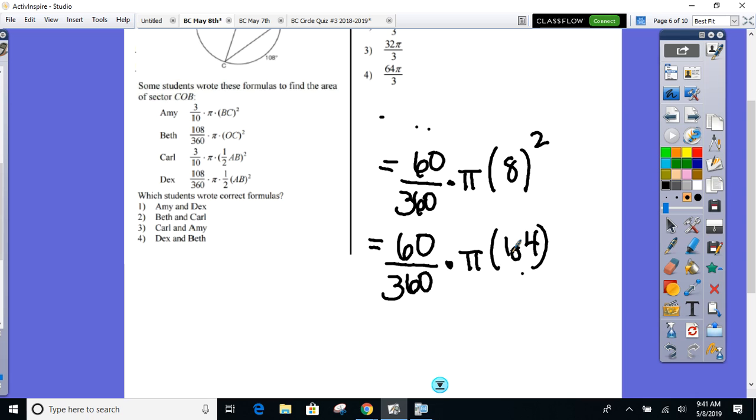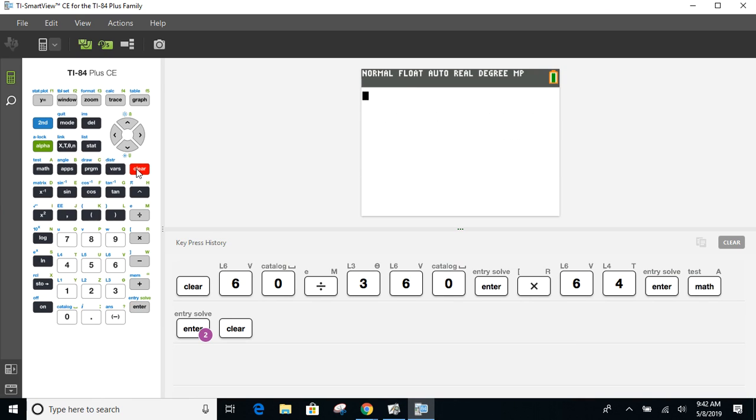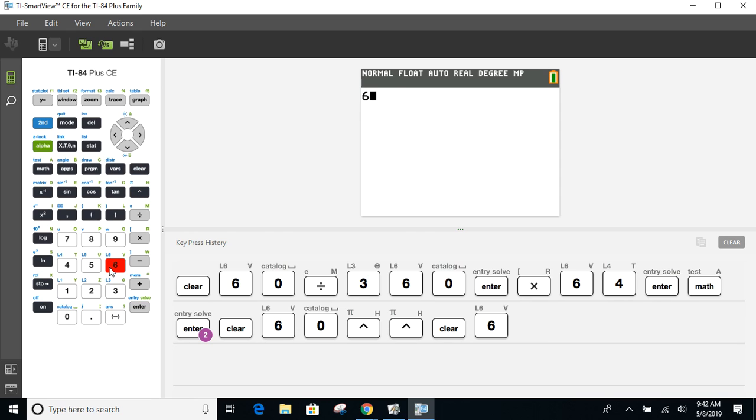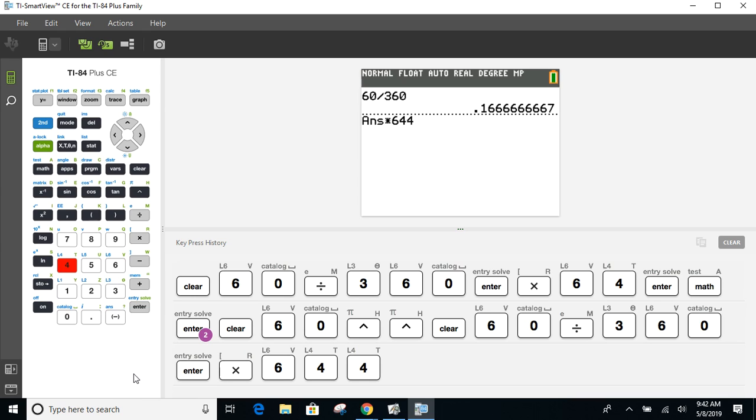Don't press your pi button. What you should be doing right now, 60 over 360, and then multiplying that by 64. I'll do that with you. 60 over 360. And then multiplying that by 64. Okay, never mind.